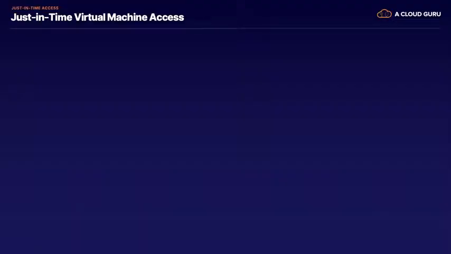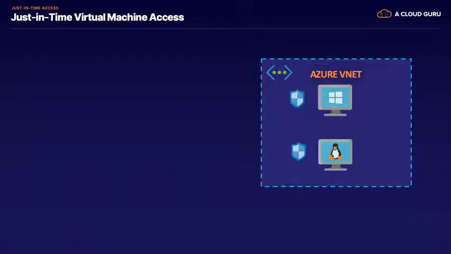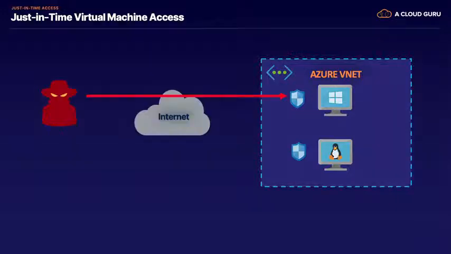Attackers are continuously scanning the public internet looking for open management ports used by Remote Desktop for Windows Virtual Machines or SSH for Linux. Brute force attacks will use scripts to try common combinations of username and password to attempt to gain access. If successful, an attacker can take control of the virtual machine and then go on to compromise the rest of the cloud environment.